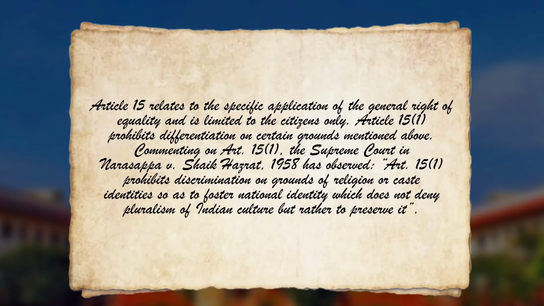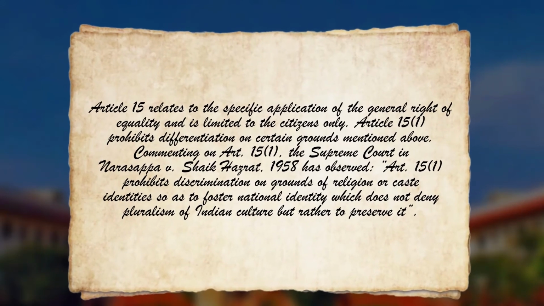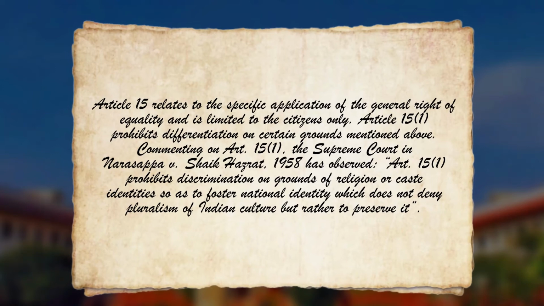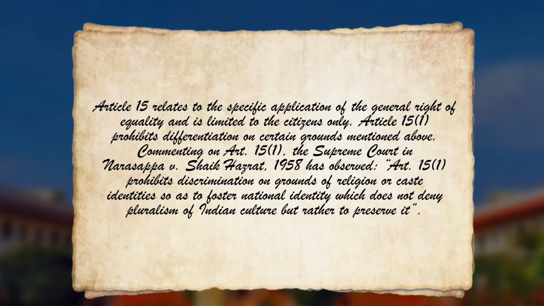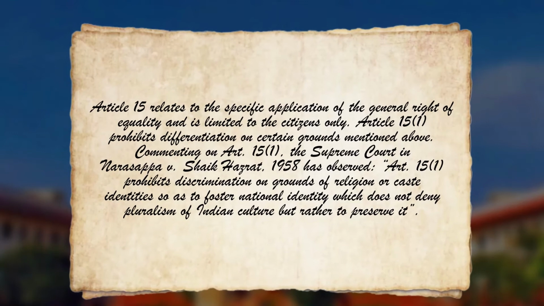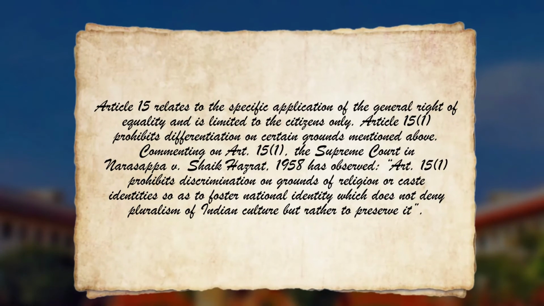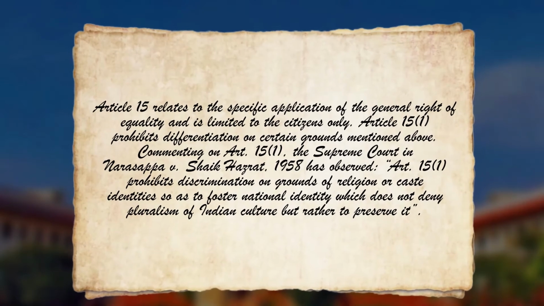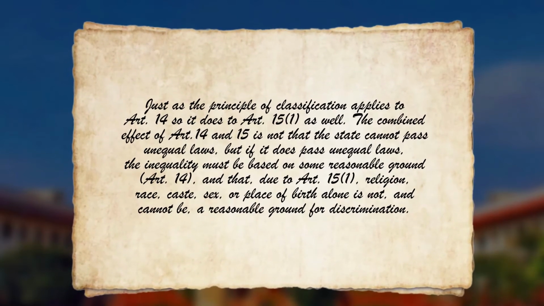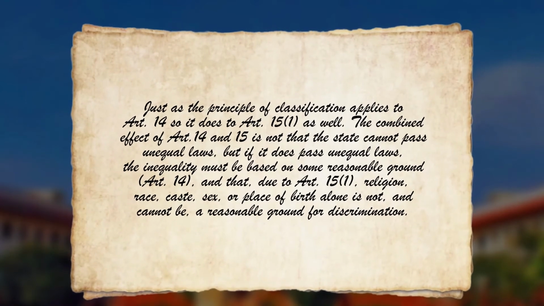Important judgments. Article 15 relates to the specific application of the general right to equality and is limited to the citizens only. Article 15(1) prohibits differentiation on certain grounds mentioned above. Commenting on Article 15(1), the Supreme Court in Narasappa vs. Shaikh Hazrat, 1958, has observed that Article 15(1) prohibits discrimination on grounds of religion or caste identities so as to foster national identity, which does not deny pluralism of Indian culture but rather seeks to preserve it. Just as the principle of classification applies to Article 14, so it does to Article 15(1).